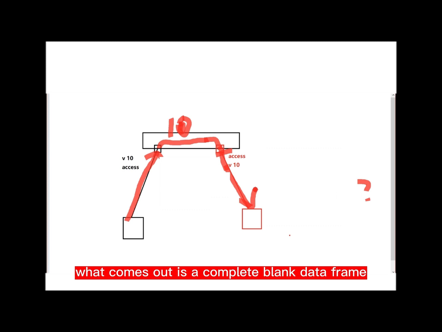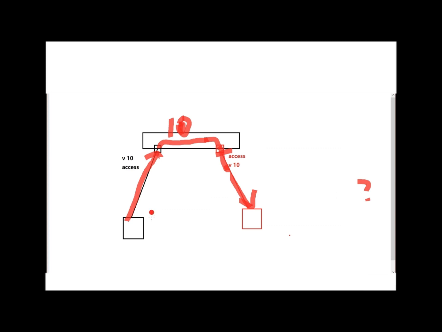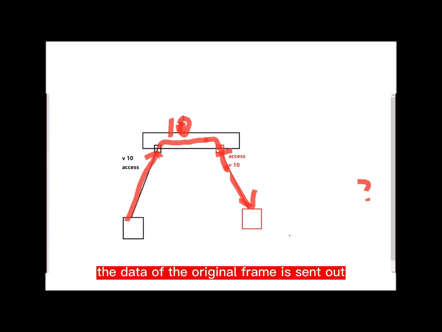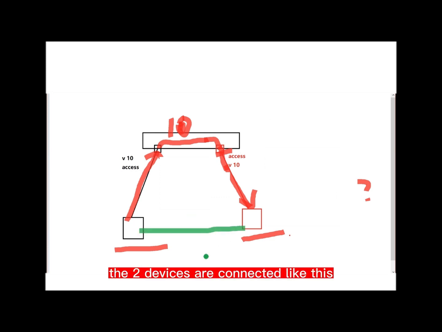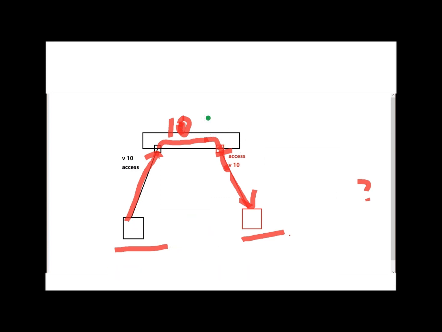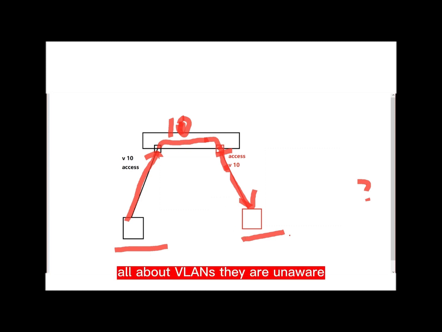What comes out is a complete blank data frame. It's a simple process. Finally, the data of the original frame is sent out. For the two PCs, what they receive is neat. They feel like the two devices are connected directly like this. For the data forwarding in the middle, they are unaware of all the VLAN stuff. We'll get to that later.